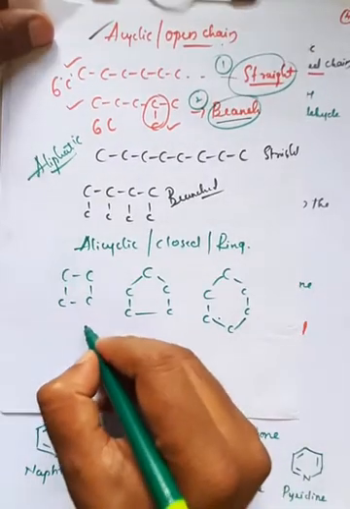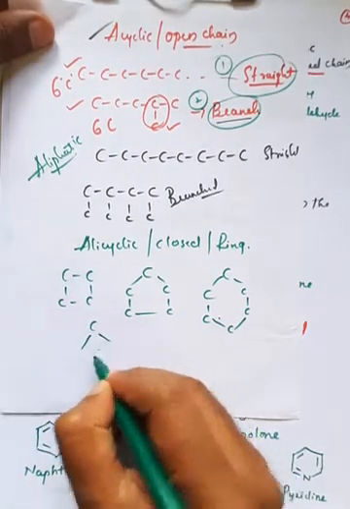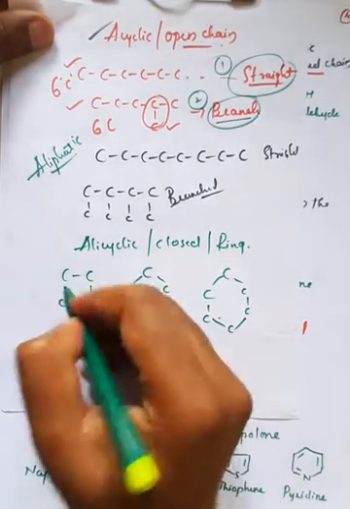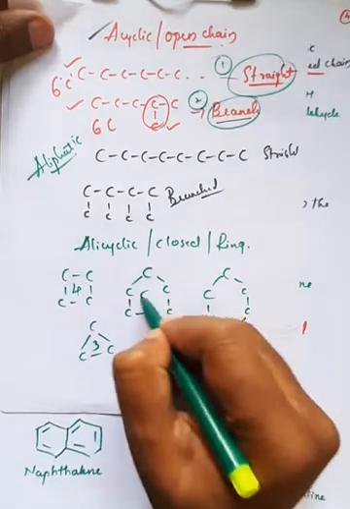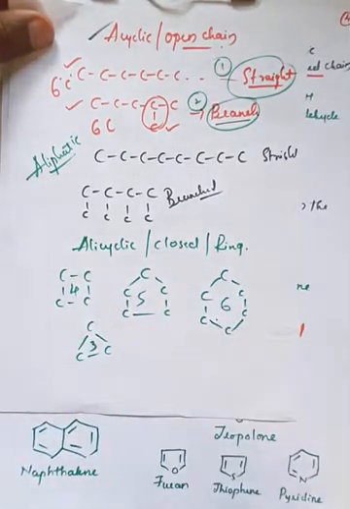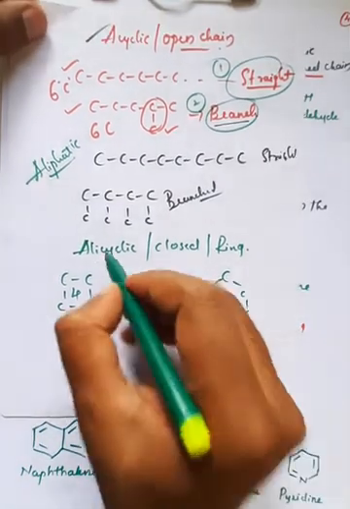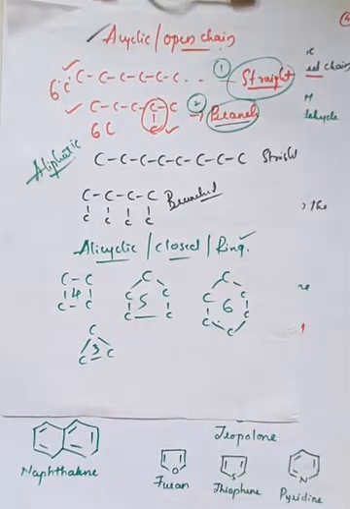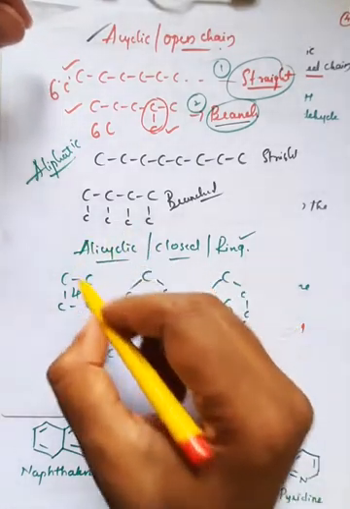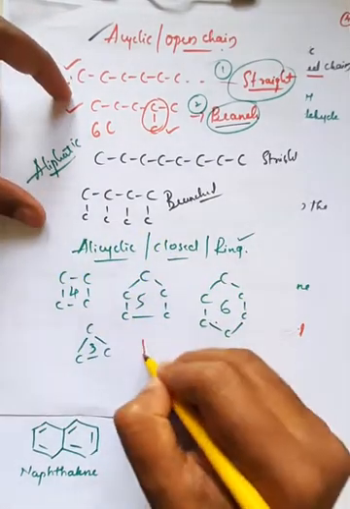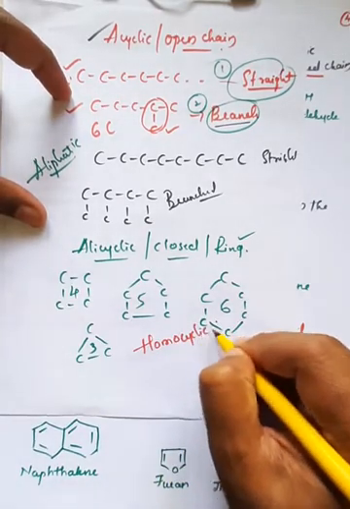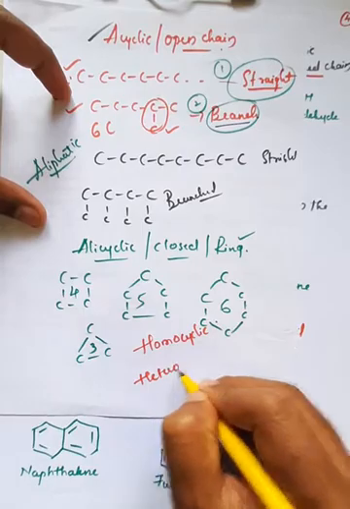Similarly, if you take propane, right? So if 3 carbon atoms are there, we'll call it propane. 4 carbon atoms, that is butane. 5, pentane, and 6 is called hexane, right? So alicyclic is nothing but closed chain, or it is also called a ring form. And most important here is that there is a further subclassification of alicyclic: one is homocyclic and the second one is heterocyclic, right?